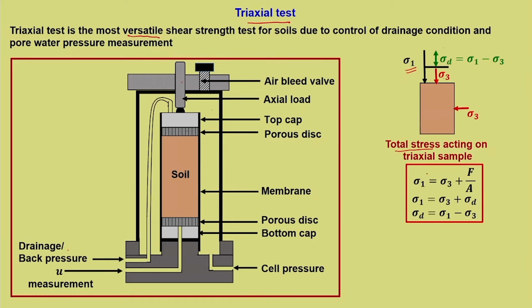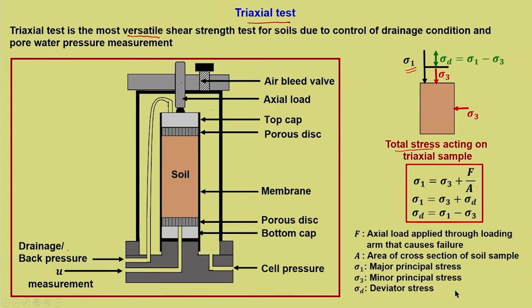So, this is further explained here. Sigma 1 is equal to sigma 3 plus the force which is applied through axial force, that is applied through this ram, divided by area of cross section of the sample. So, sigma 1 is equal to sigma 3 plus sigma d, hence sigma d is equal to sigma 1 minus sigma 3.